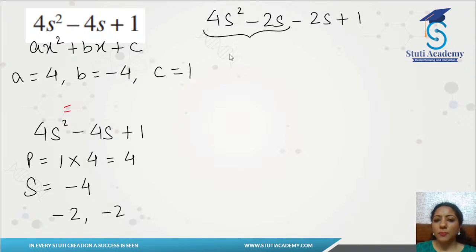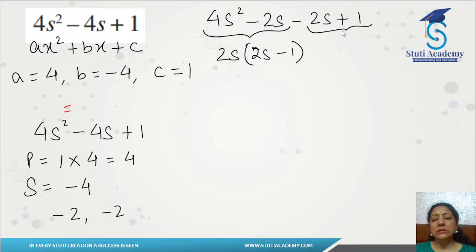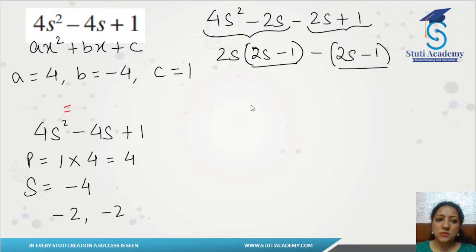Now let's take common from here. We are going to take 2s common and we'll be left with 2s minus 1. From here, nothing is common, but please make sure that you make this next bracket the same. If you don't make it same, you will get stuck. You will not be able to proceed further. So what do you have to do? Take minus common and then you will be left with 2s minus 1. So we have 2s minus 1 here. We can take this 2s minus 1 common and then we'll be left with 2s minus 1 here.